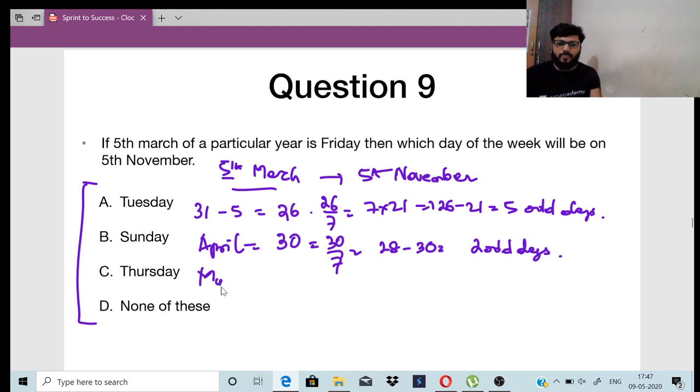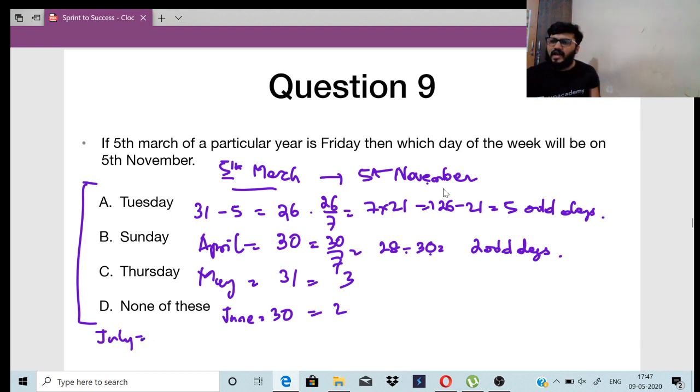Then you have May. How many days are there in May? 31 days. So how many odd days? 31 minus 28, 3 odd days. Then you have June. How many days are there? 30. So 2 odd days. Then you get July.